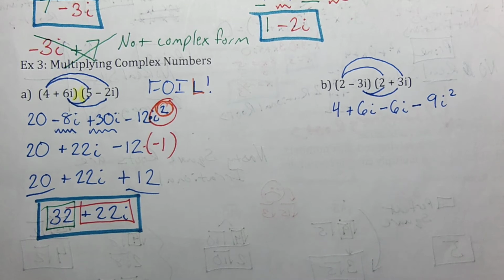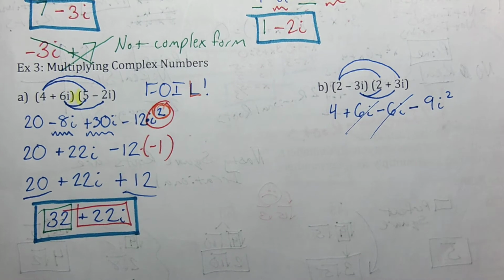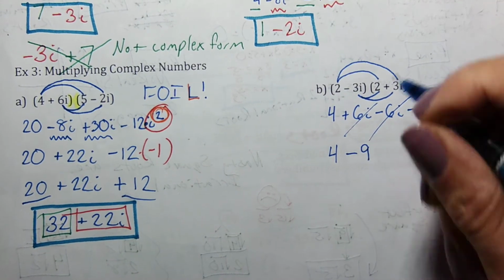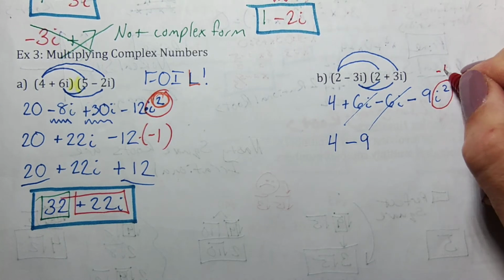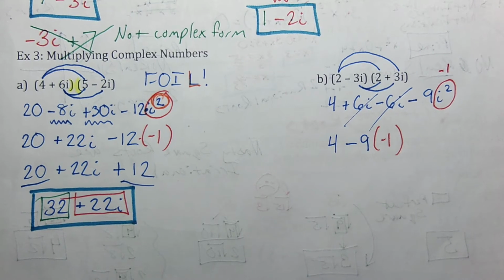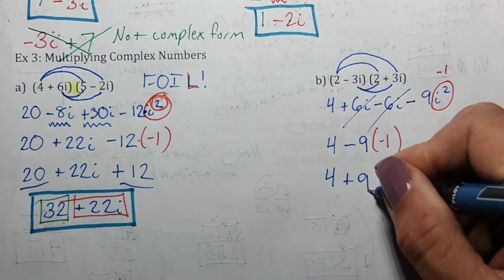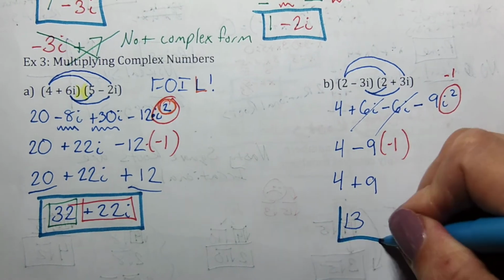So we go to combine our like terms, and positive 6i and negative 6i, goodbye. They are gone. So now I'm left with 4 minus 9 times i squared, which is negative 1. Am I going to subtract or multiply first? Oh, PEMDAS, we're going to multiply first. So negative 9 times negative 1 will give me a positive 9. And, oh, we get 13.